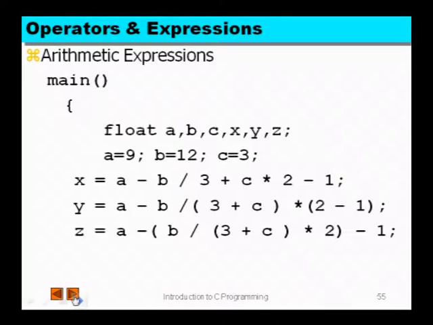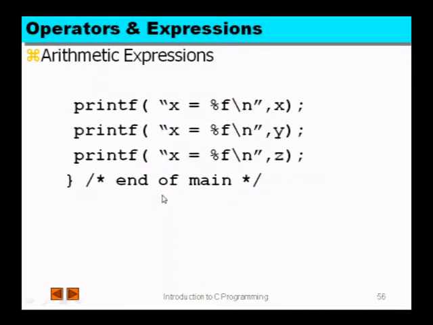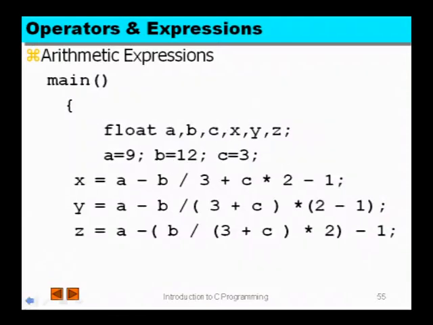x is equal to a minus b divided by 3 plus c multiplied by 2 minus 1. What is the value of this expression? So, a minus b, whether that will be evaluated first or b divided by 3 will be evaluated first. So, b divided by 3 will be evaluated first.